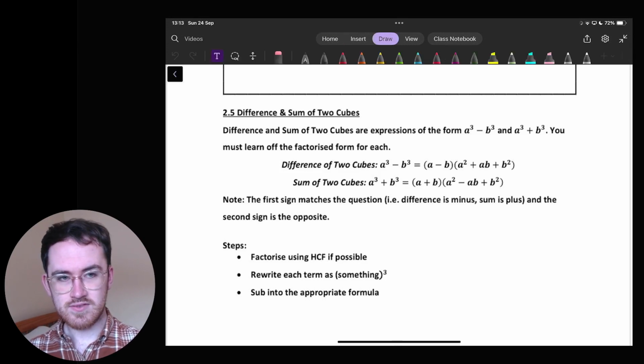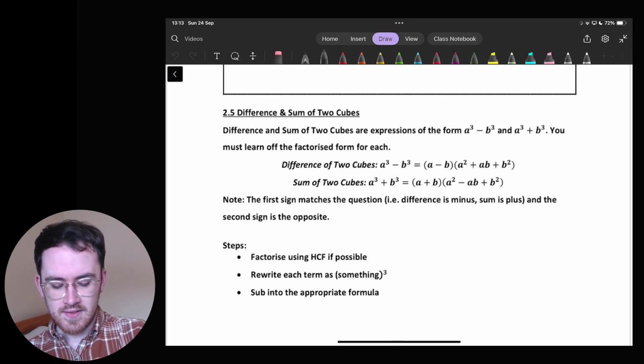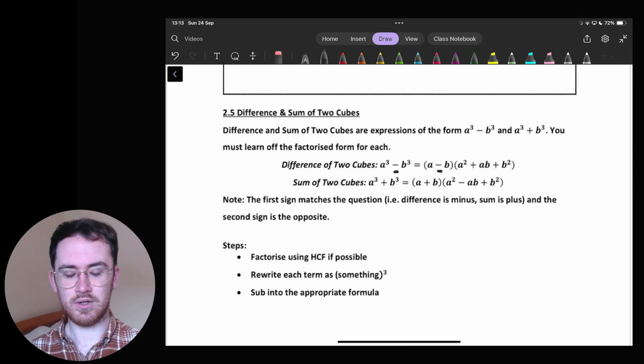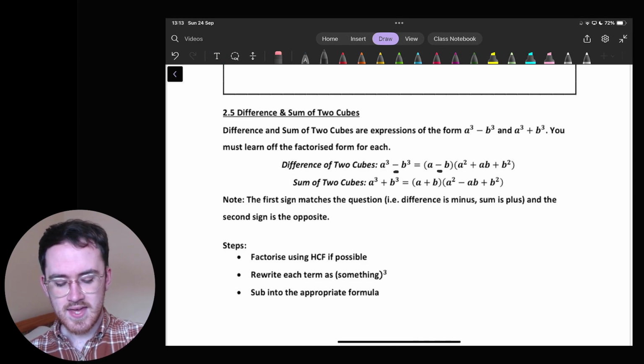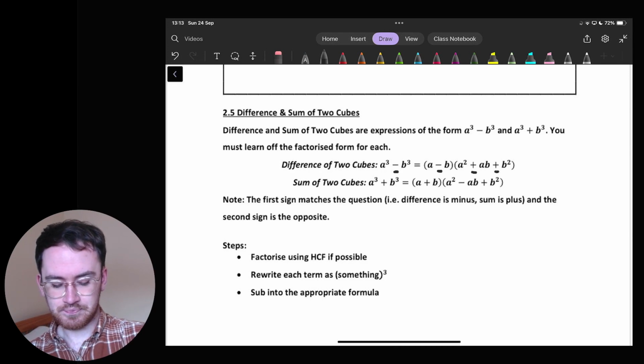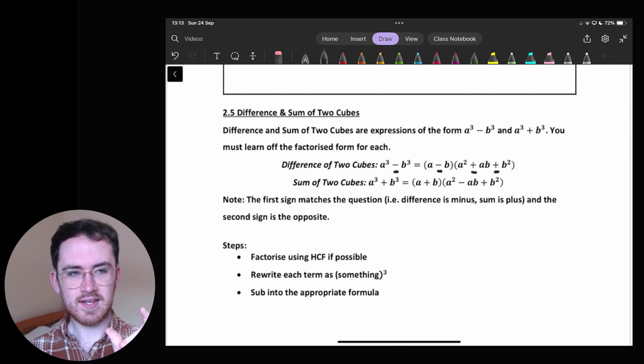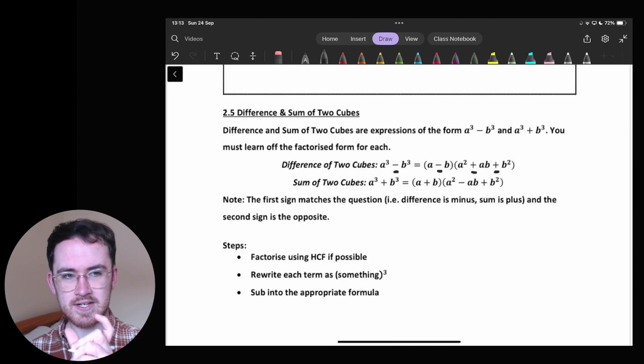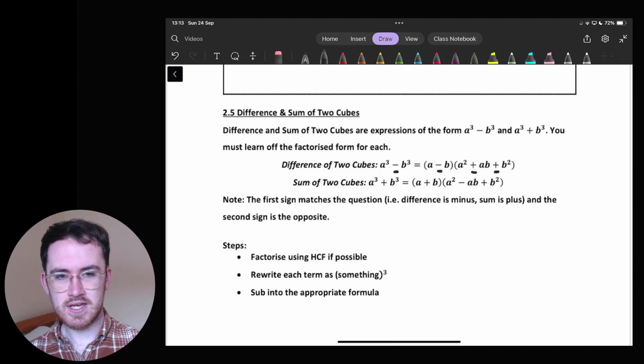So if we have the difference of two cubes, then that is going to be a minus in between here, and the first sign will be a minus. Then every sign after that is going to be a plus. You can see as well that the factored form starts with just a minus b, then a squared plus ab plus b squared.